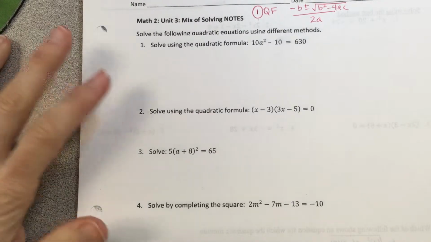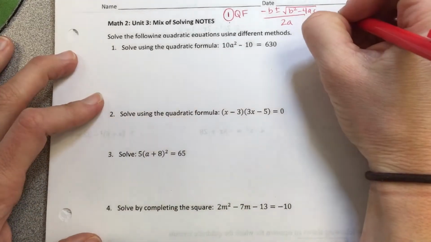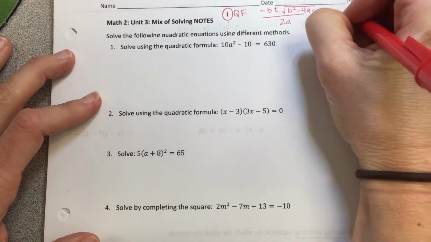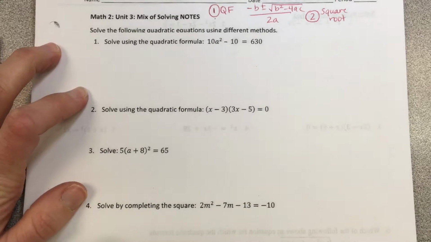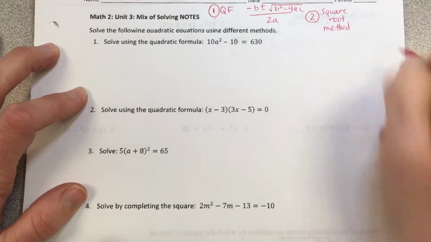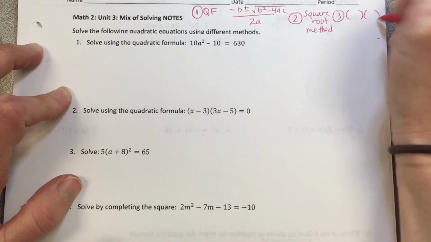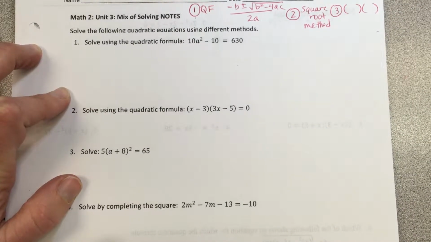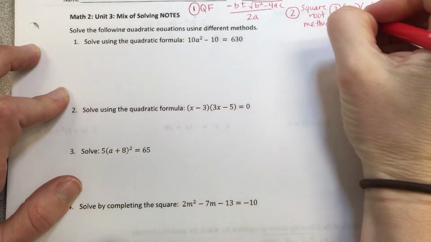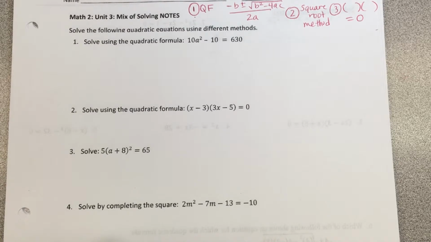And then yesterday, we did solve by square root method, and we just did 2 of those on the board, okay, the square root method. And then yesterday we also talked about when it's in factored form, you set them equal to 0. Okay, so those are kind of the 3 big things we've been doing this week. Quadratic formula, square root method, and then when it's in parentheses, set them equal to 0.